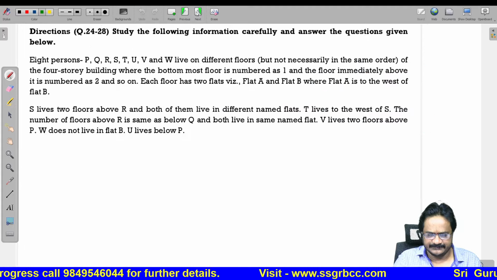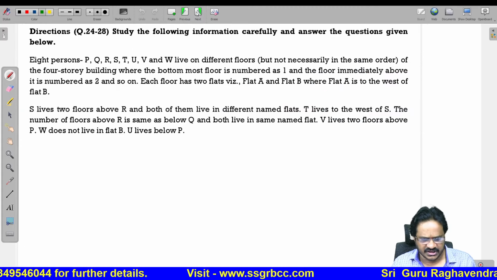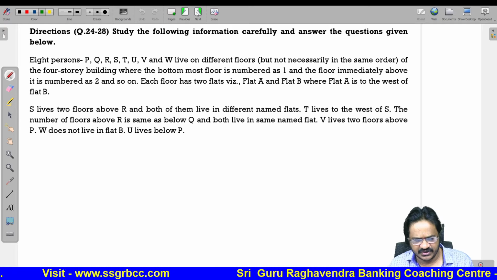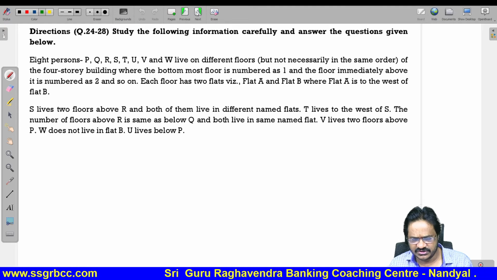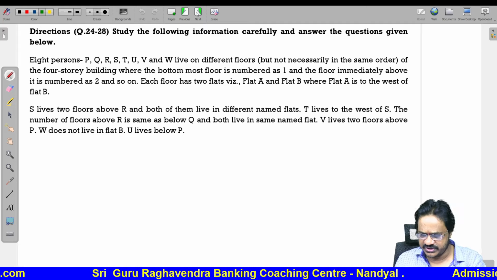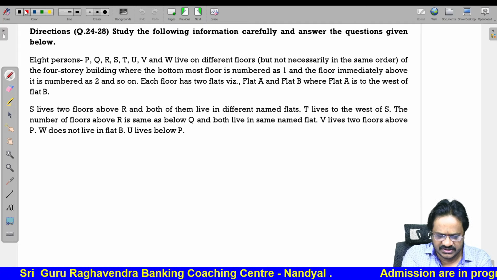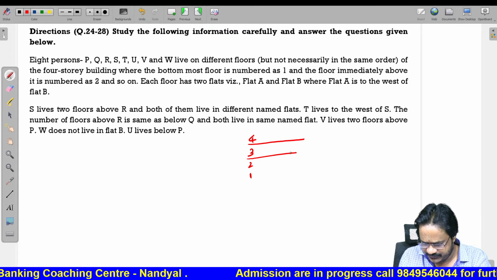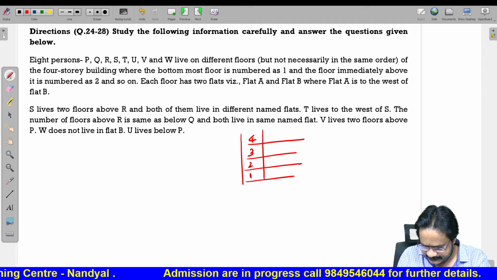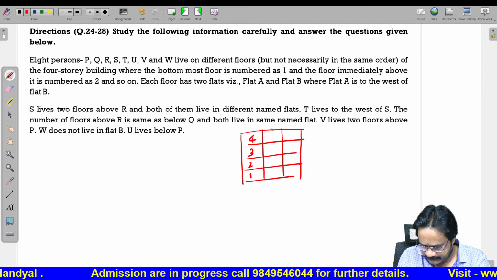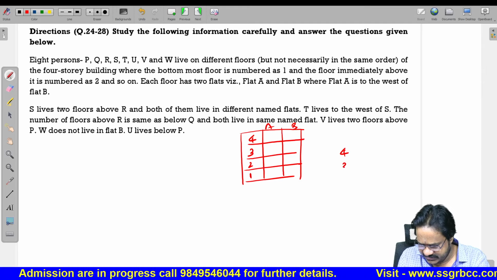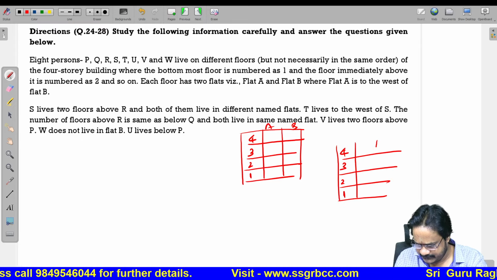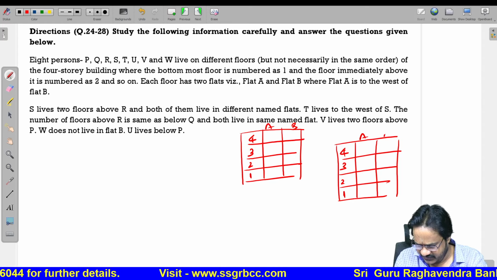Next thing. Study the following information carefully, then answer the question. There are 8 persons P, Q, R, S, T, U, V, W living on different floors of a 4-floor building, where the bottom is 1 and the top floor is 4. Each floor has 2 flats, A and B. So you have to write like this: 4, 3, 2, 1, flat A and flat B. Similarly, the second possibility I will also try: 4, 3, 2, 1, flat A and flat B.